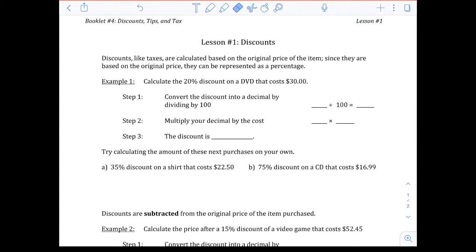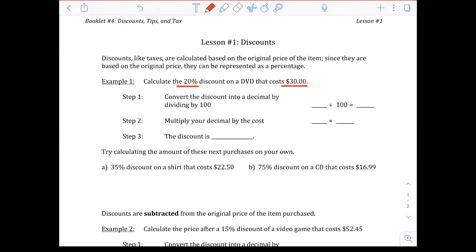It says, discounts, like taxes, are calculated based on the original price of the item. Since they are based on the original price, they can be represented as a percentage. Calculate 20% of a discount of a DVD that costs $30. So we're saving 20% of $30. That's what a discount is, we're saving. So how do we do that?